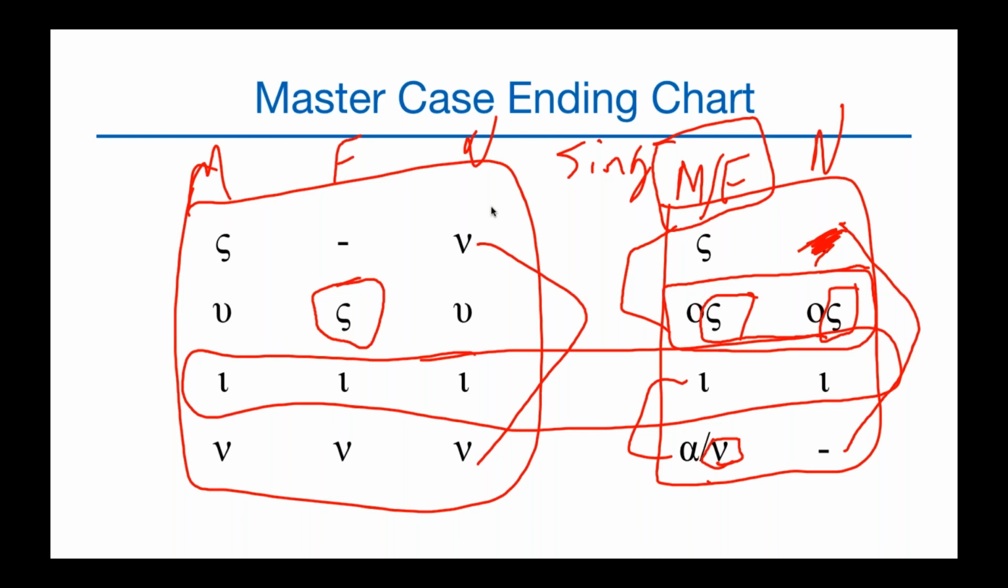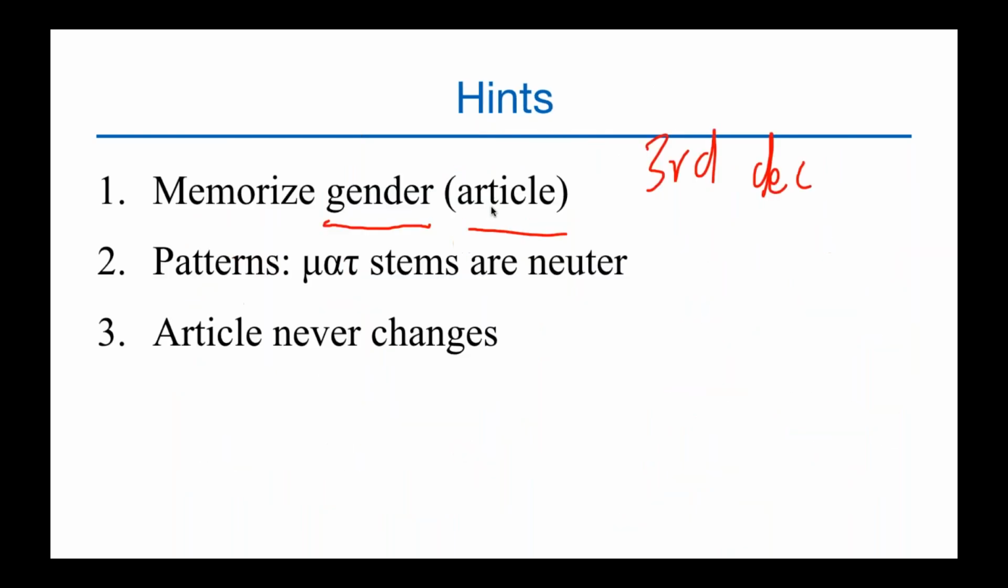So what is it that we've changed with the third declension? Some third declension words are going to be masculine and some third declension words are going to be feminine. And they're going to have the same ending. And the only way you're going to be able to tell them apart is the article. That's why he says memorize it.